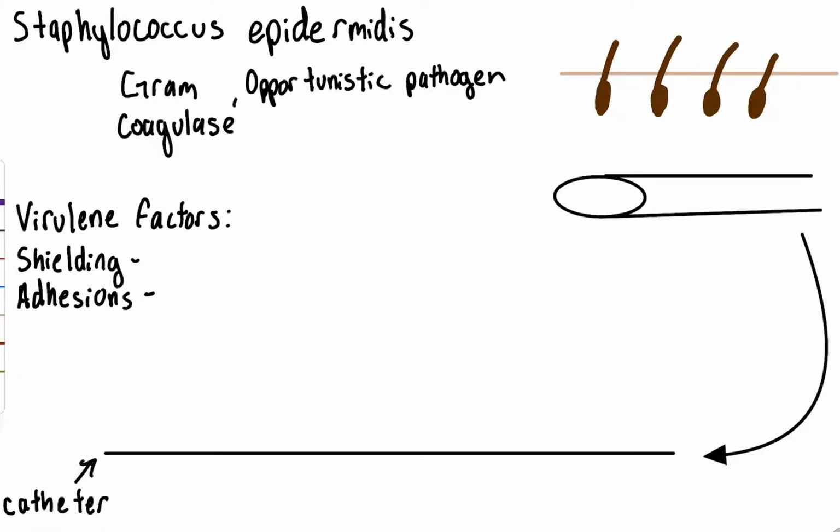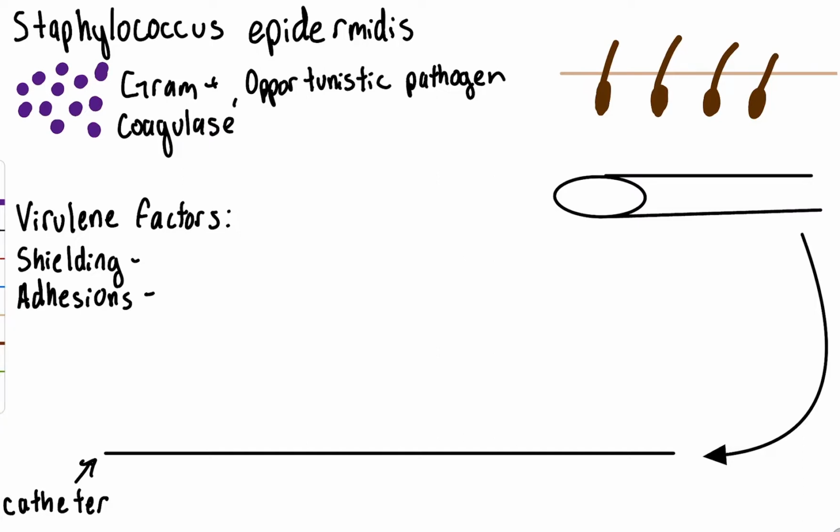Hello, for this presentation, I'd like to go ahead and give a quick little overview to one of my favorite bacteria, Staphylococcus epidermidis. Staphylococcus epidermidis is a gram-positive, coagulase-negative opportunistic pathogen. The term opportunistic pathogen is similar to other species of staph, such as Staph aureus.